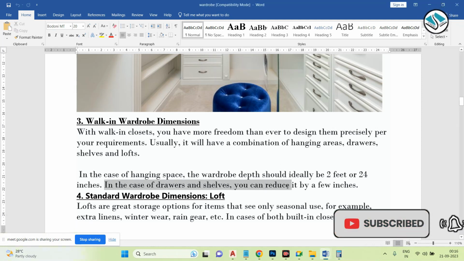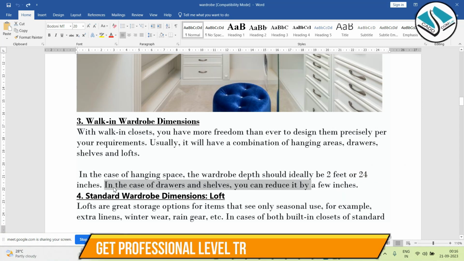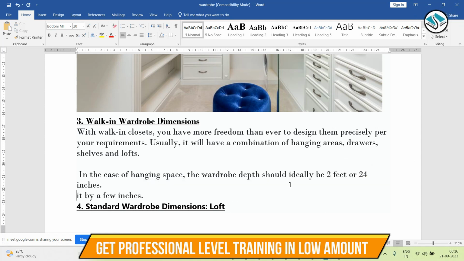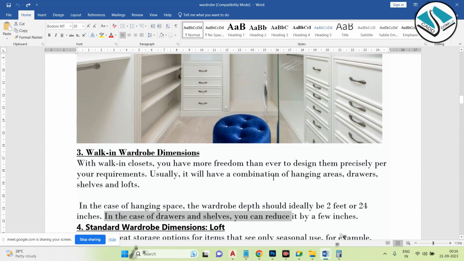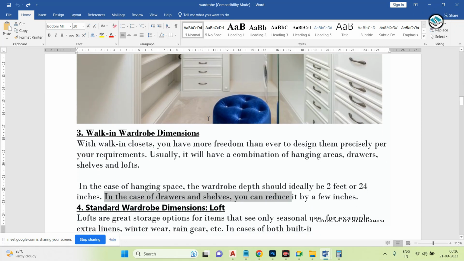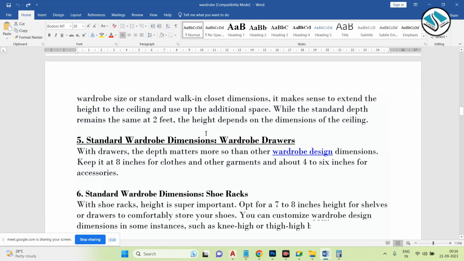In the case of drawers and shelves, you can reduce it by a few inches. They are also saying that you can increase the size of the shelves according to your requirement. These are the standard sizes. All of these partitions and spaces are standard. It is very important before making any drawing of the interior.